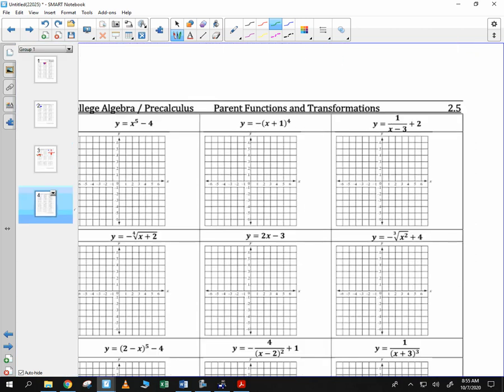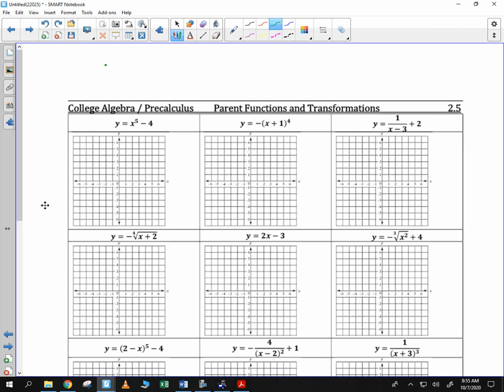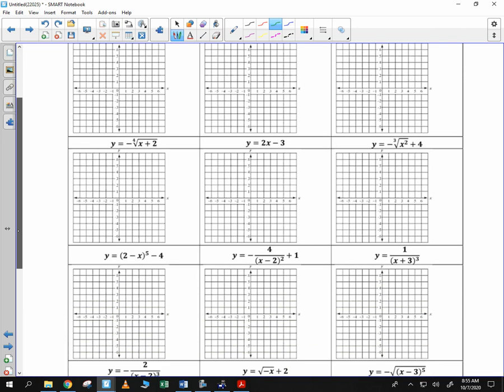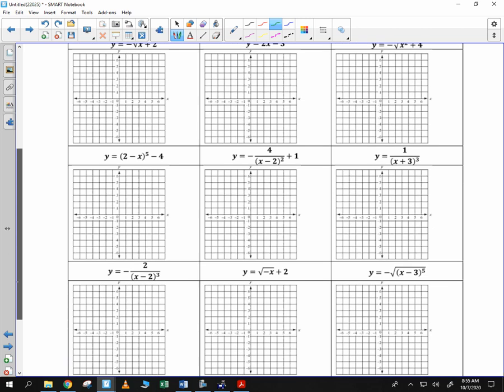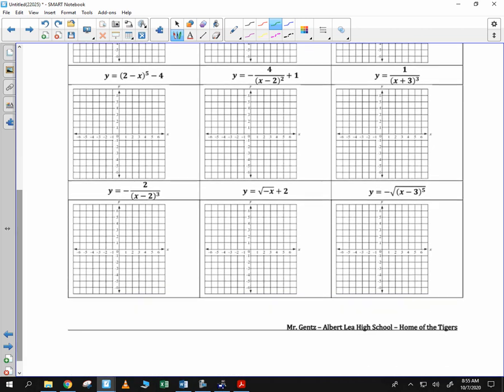If you flip it over, we'll do one more together. And what I'd like to look at here would be this one. The parent function of a 5th degree polynomial looks like such. If you would factor out the negative on the inside, it would be y is equal to, parentheses, negative, parentheses, x minus 2, raised to the 5th, minus 4.